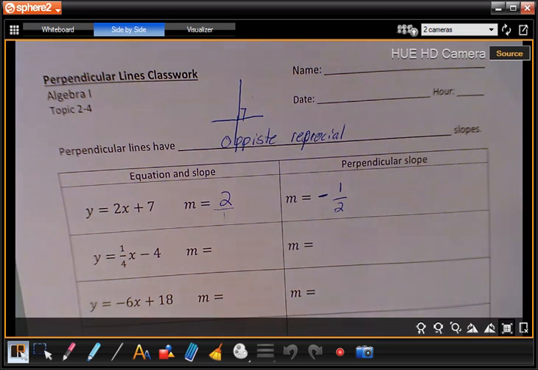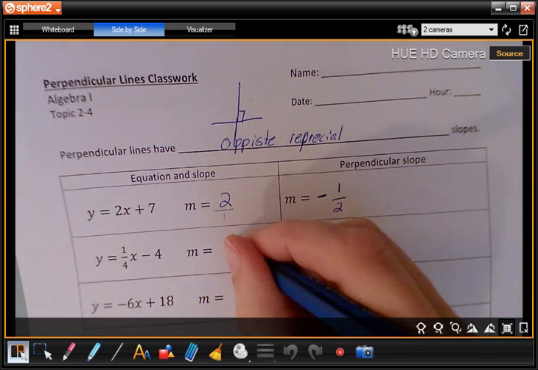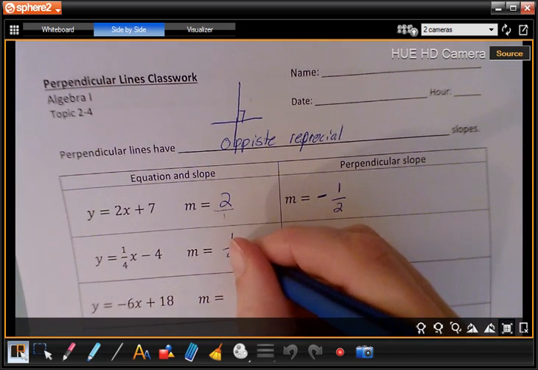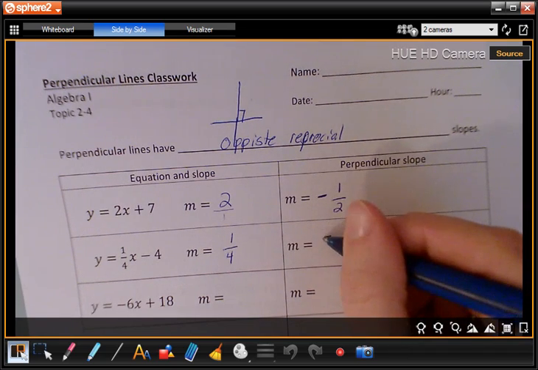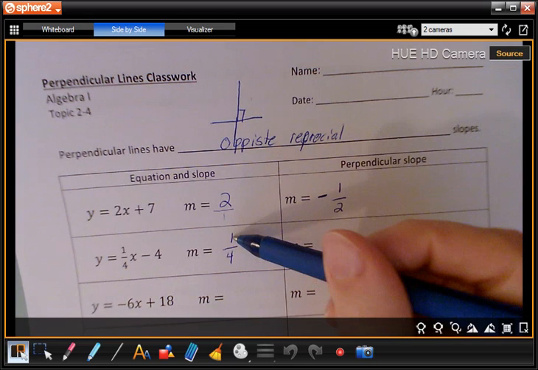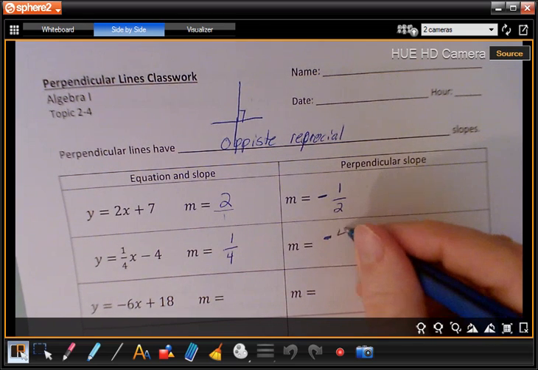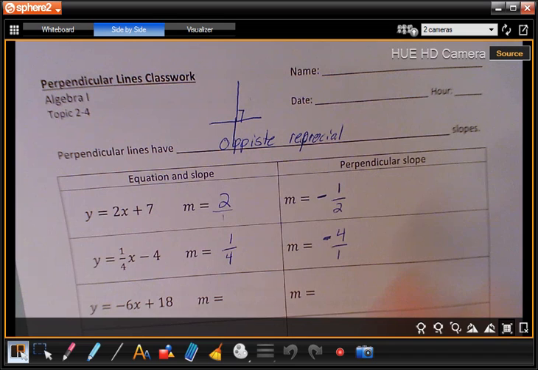We're going to do one more. We've got 1/4. The opposite of 1/4 is negative. The reciprocal of 1/4 is 4/1. Or you could leave it as just -4.